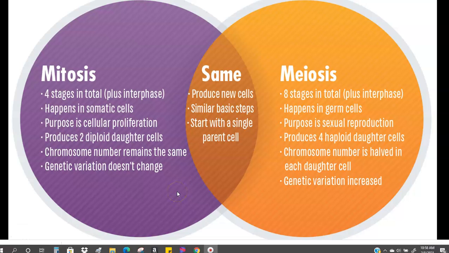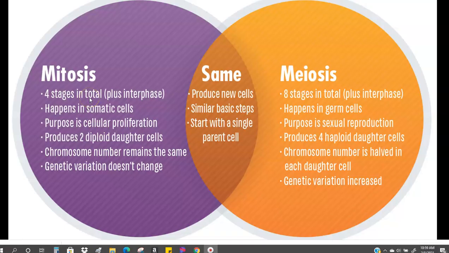In this video, I'm going to discuss the difference between mitosis and meiosis. I discussed mitosis in a previous video, and I will discuss meiosis separately, but I will discuss the differences between the two now. So mitosis occurs in 4 stages.